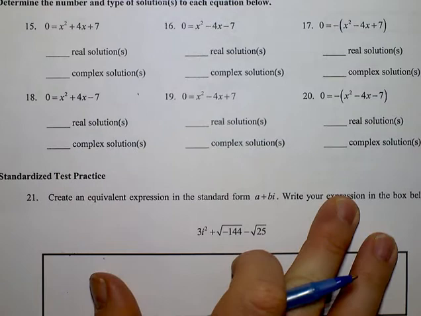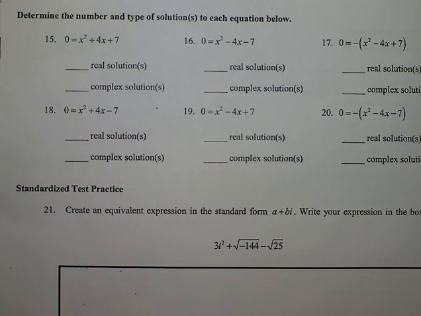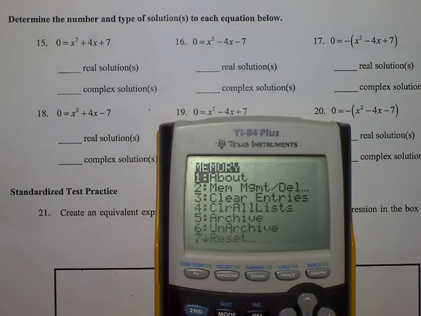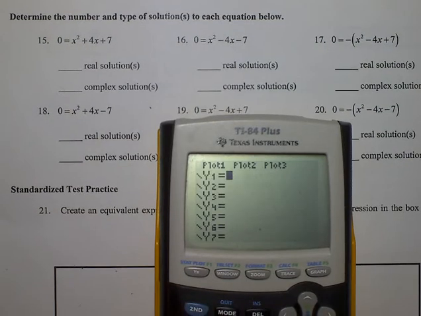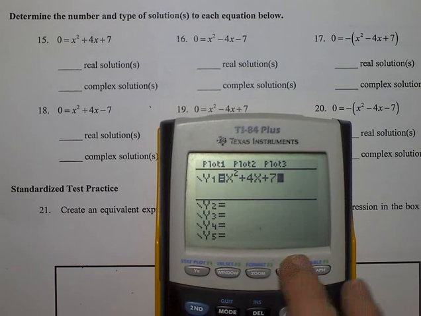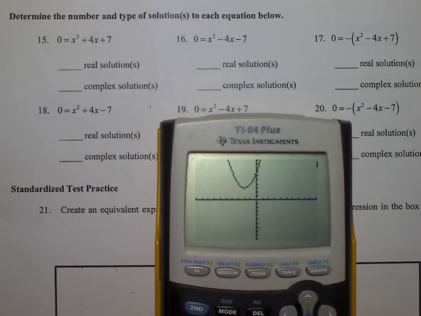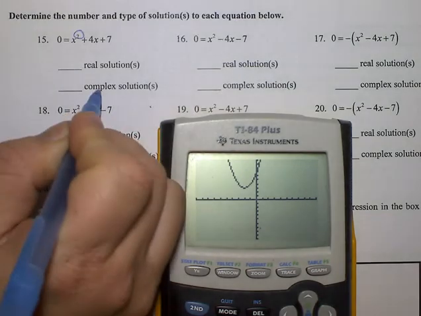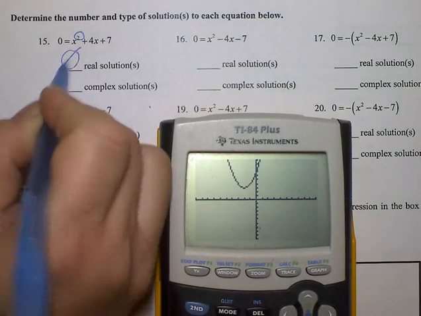Okay, your next page, determine the number and the type of solutions. You're going to just watch me do it for the purpose of time. I go up to y equals, and I type in x squared plus 4x plus 7. How many times does it cross the x-axis? So of these two answers, it never crosses the x-axis, 0 and 2.